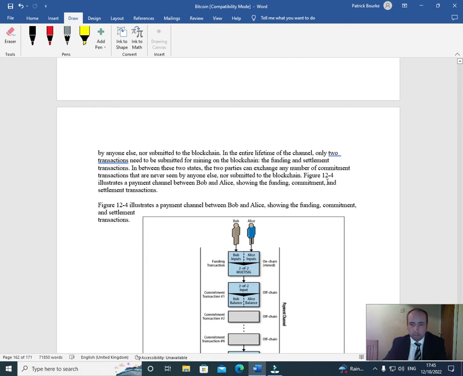Figure 12.4 illustrates a payment channel between Bob and Alice, showing the funding, commitment and settlement transactions.